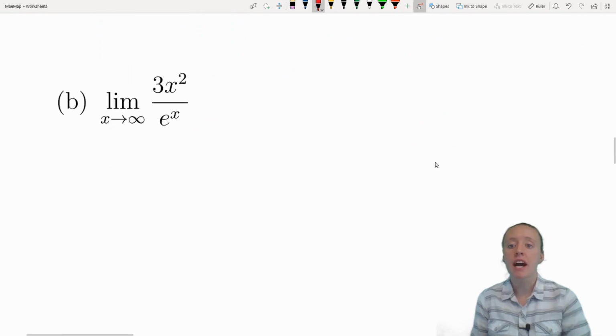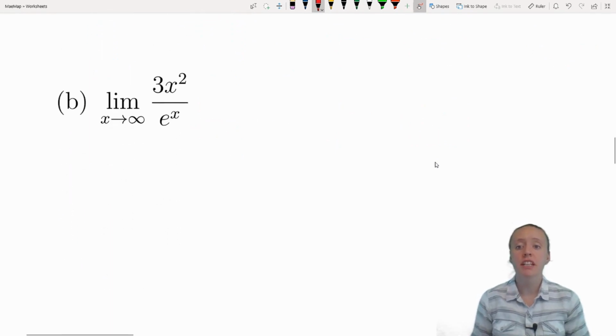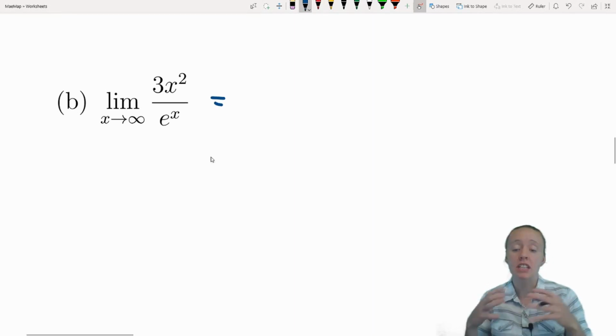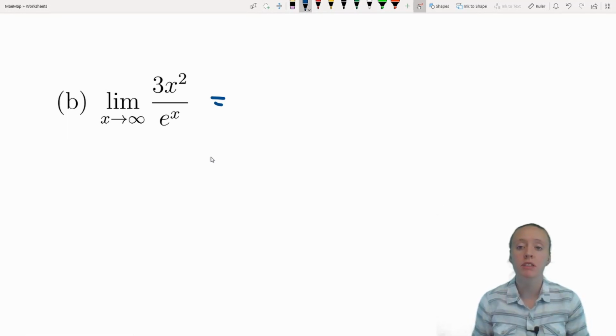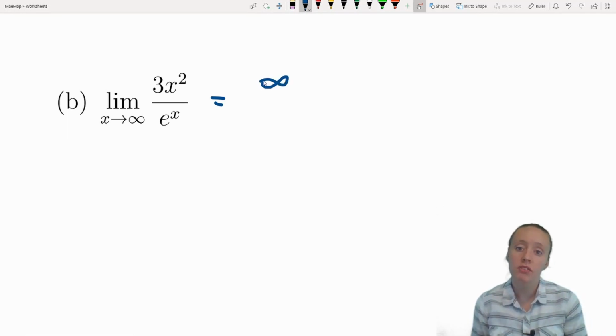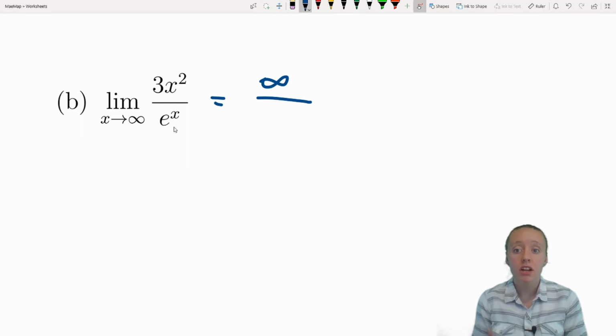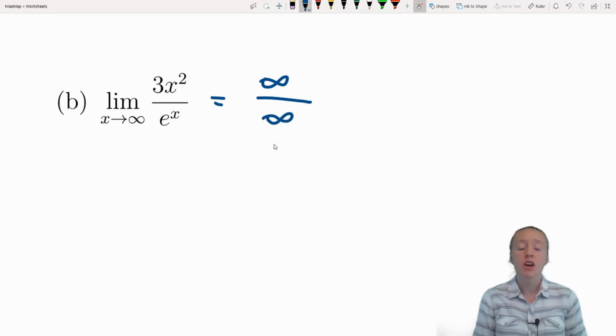Moving on to B, I have 3x squared over e to the x as x approaches infinity. Well, what's that going to be? Plugging infinity in, or taking the limit as my numerator approaches infinity, that goes towards infinity, and my denominator, e to the x as x approaches infinity, also goes towards infinity. So I have infinity over infinity. When we're in this form, what can we do?